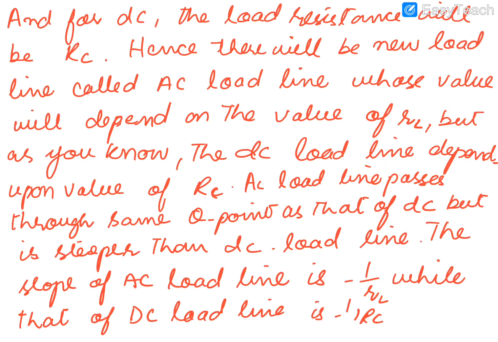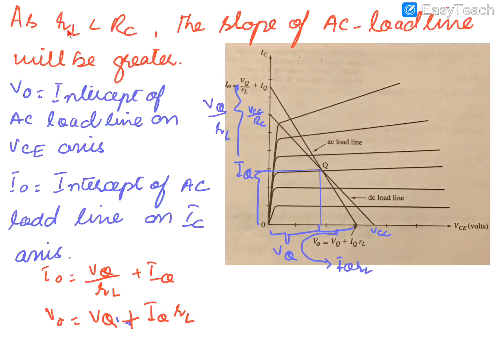And as RL is smaller than RC, the slope of the AC load line will be greater. It means that the AC load line will be much steeper than the DC load line. But the AC load line will also pass through the same Q point, because the Q point, or DC bias level, remains the same in both the AC load line case and the DC load line case. So in this figure, as you can see, this is the Q point, and the AC load line passes through this Q point, and the DC load line also passes through this Q point.